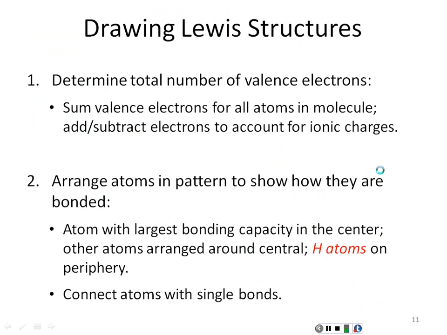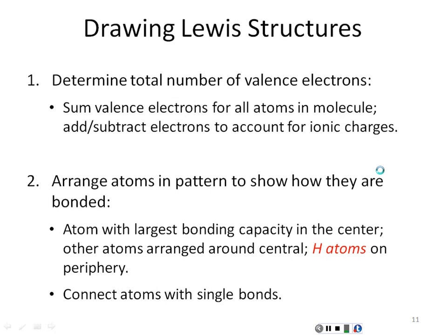So just to reinforce this, the steps to use. So number 1, this is a little bit different than your book, but I would say determine the valence electrons first. So you sum the valence electrons for all atoms in the molecule, and you have to add or subtract electrons to account for the molecular charge. And then arrange the atoms in a pattern to show how they're bonded. And the atom with the largest bonding capacity will be in the center, or another way to put that, it would be the atom with the lowest electronegativity.